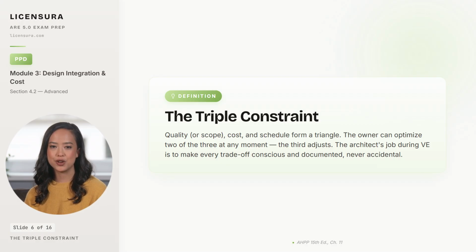The architect's job during value engineering is to make every trade-off conscious and documented, never accidental. If the owner believes the proposed VE delivers all 3 improvements with no trade-off, the architect has either failed to identify the real trade-off, or worse, has agreed to a proposal that quietly degraded function in a way that will surface later as a defect claim. Lawsuits over VE-driven failures almost always trace back to an undocumented assumption that all 3 constraints improved simultaneously.